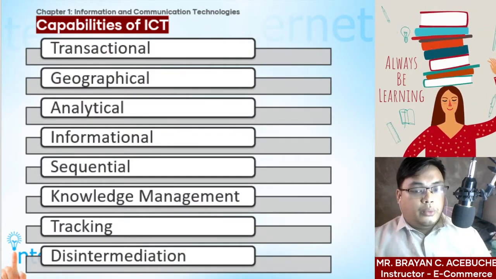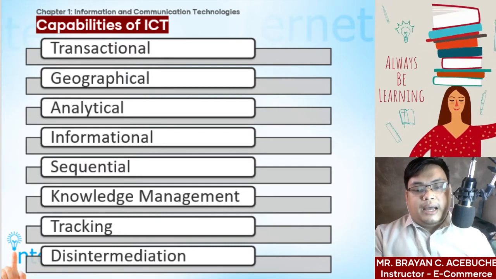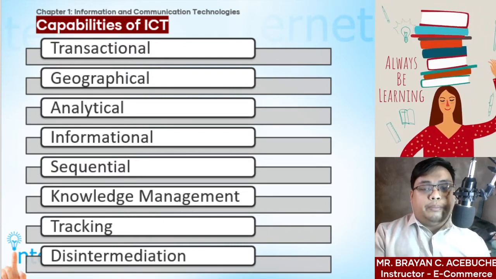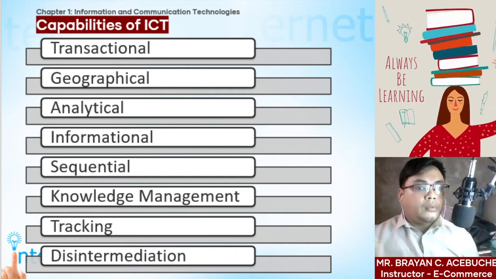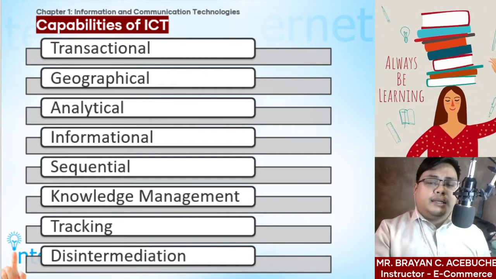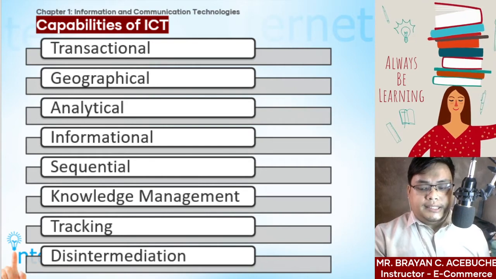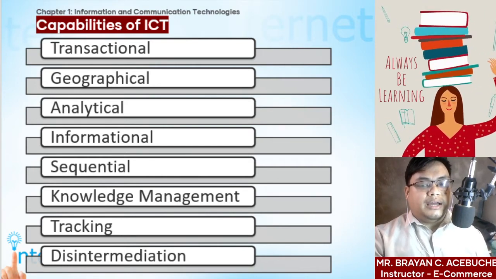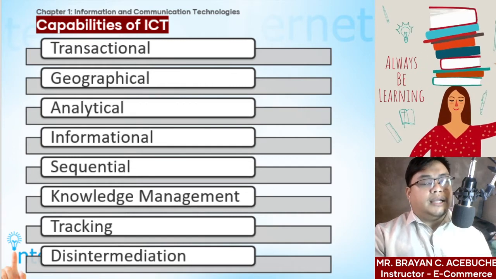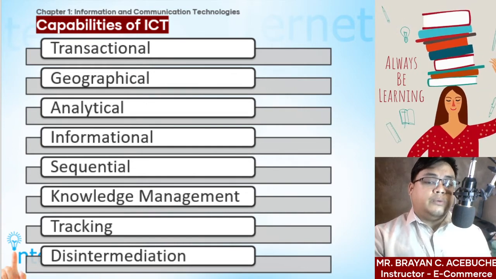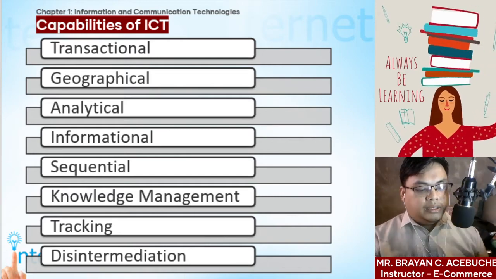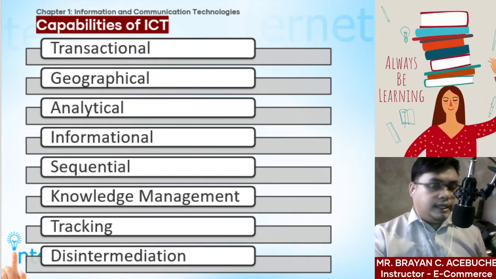Now, we are in the last subtopics ng chapter na to, which is the capabilities of ICT. Ano-ano naman yung mga kakayahan kayang gawin ni ICT? Of course, we have the transactional, geographical, in terms of analytical, informational, sequential, knowledge management, tracking, and disintermediation. So, isa-isahin po natin yan.